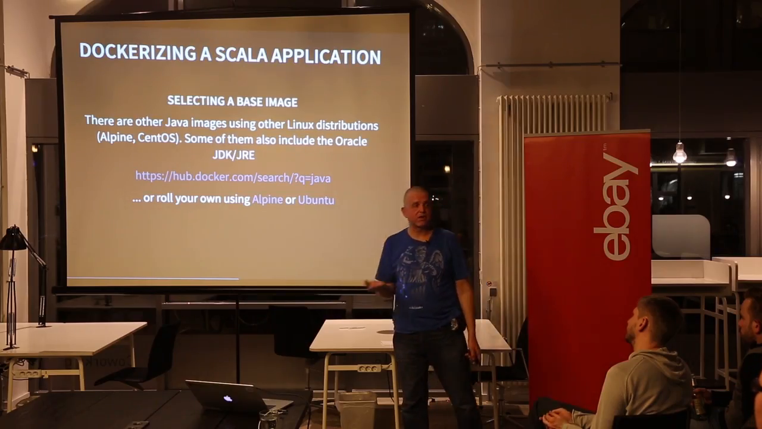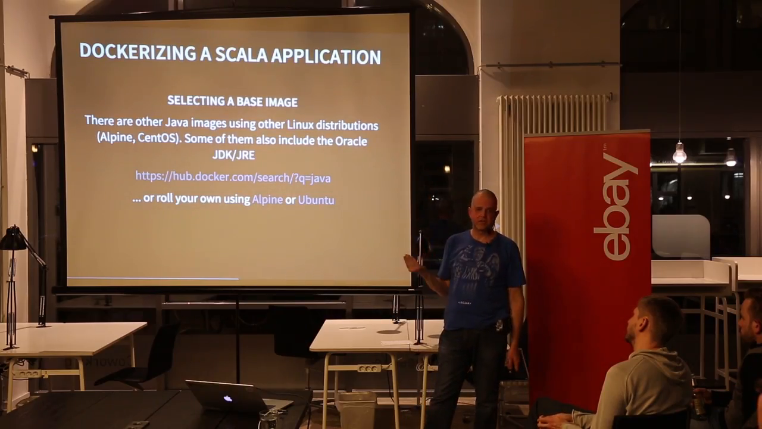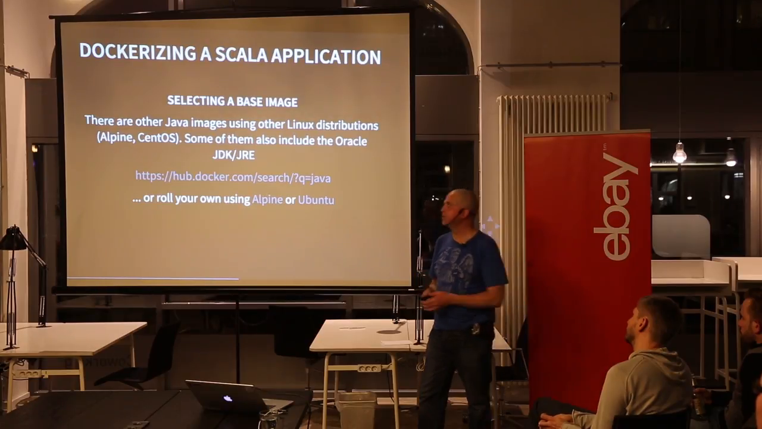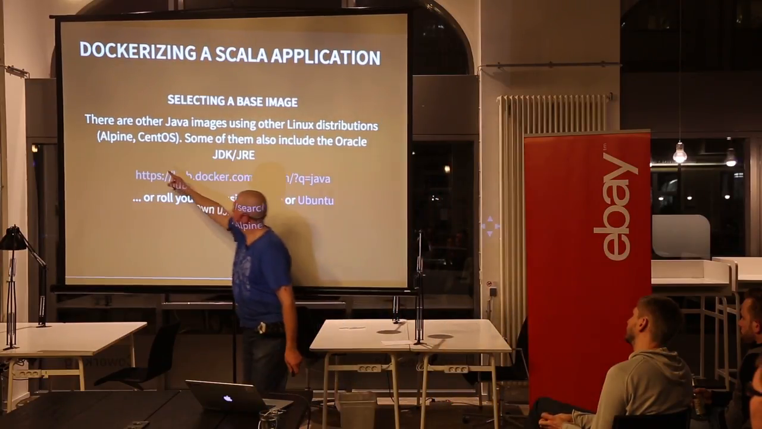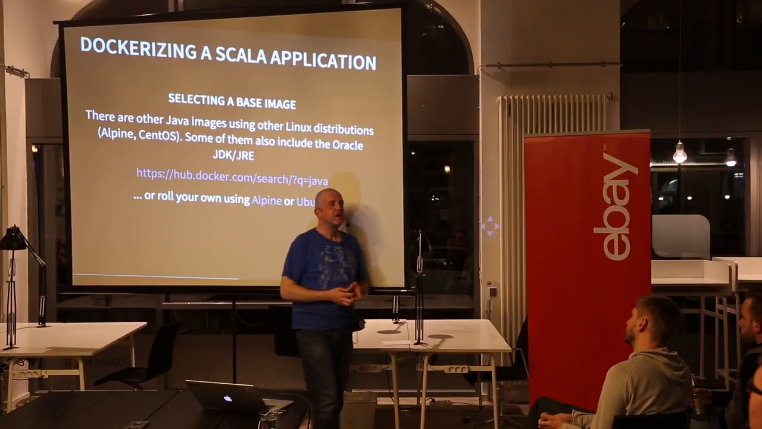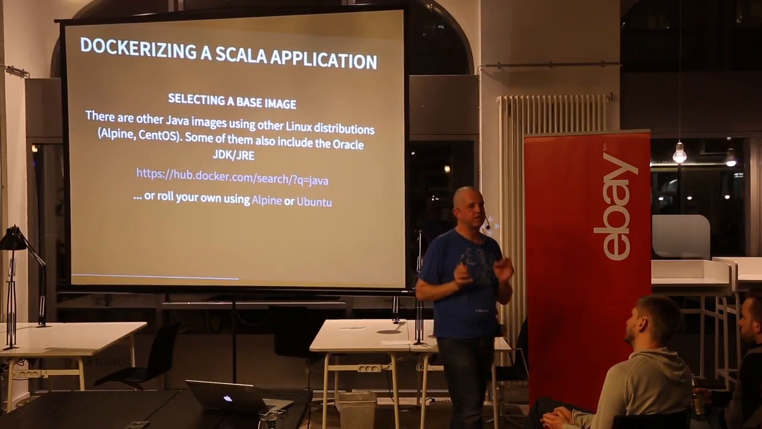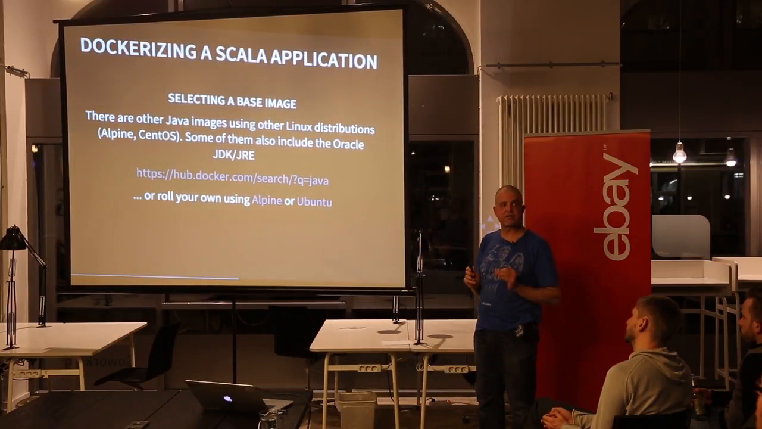Okay, so there are other images that are not the official image in Docker Hub that use other Linux distributions. Alpine Linux is quite popular because it's basically a very, very minimal Linux distribution, very minimalistic for running inside of a container.